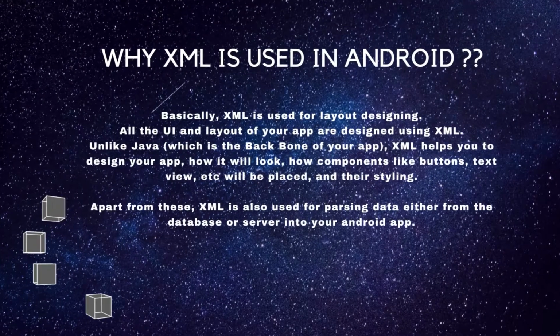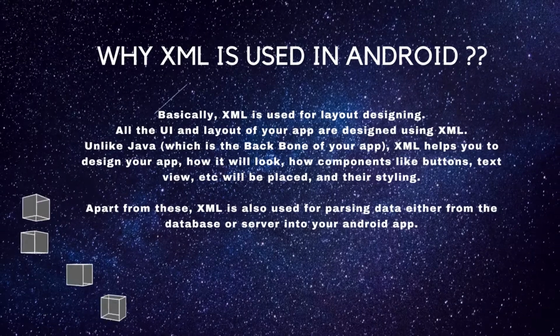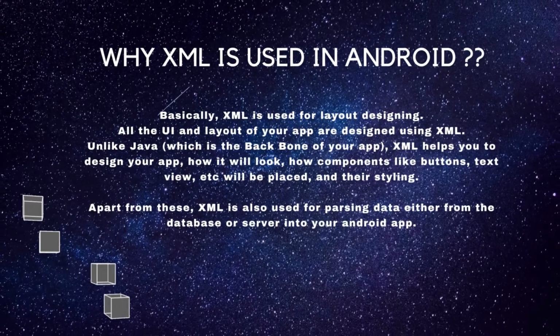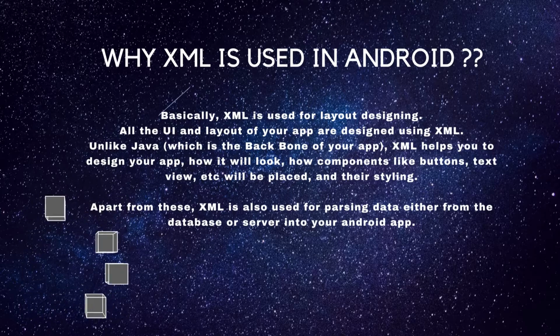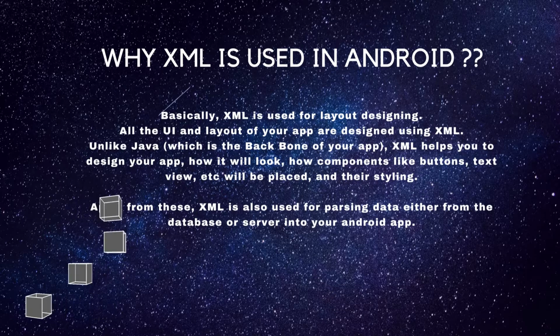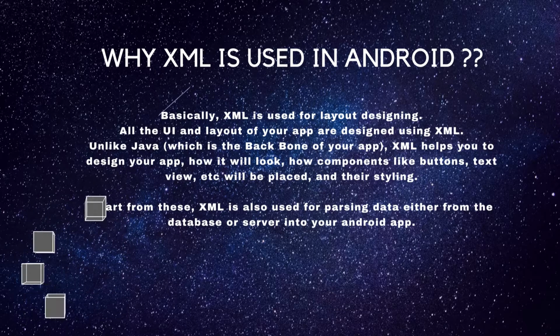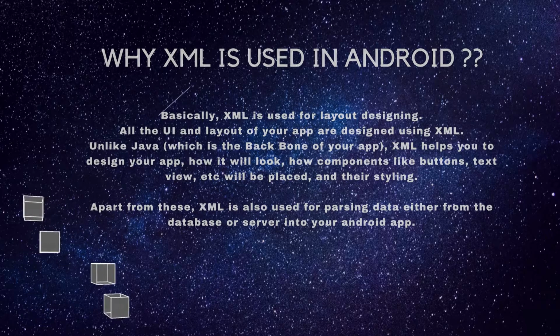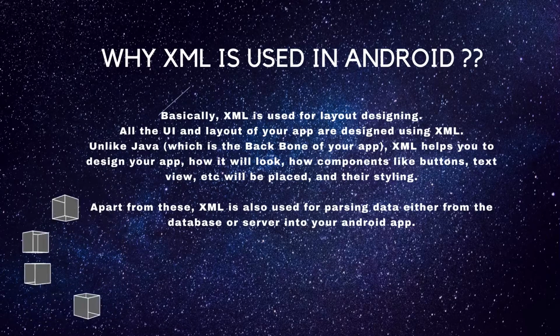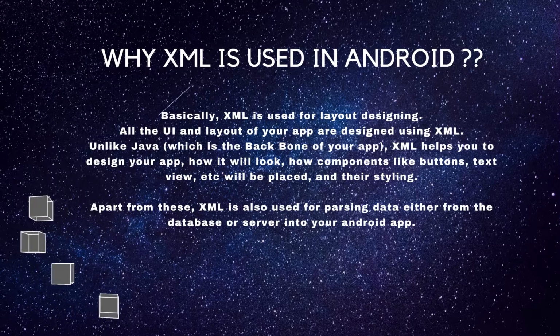Have you ever thought why XML is used in Android? Basically, XML is used for layout designing. All the UI and layout of your app are designed using XML. Unlike Java, which is the backbone of your app, XML helps you to design how your app will look, how components like buttons, text view, etc. will be placed, and their styling. Apart from these, XML is also used for parsing data either from the database or server into your Android app.